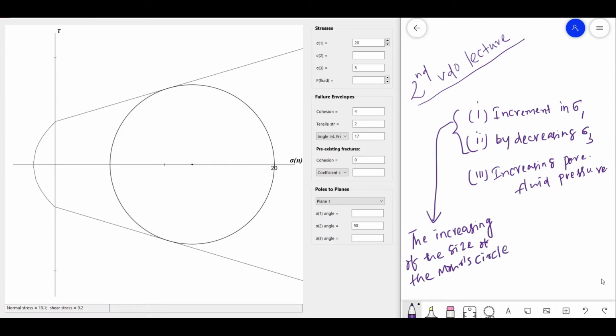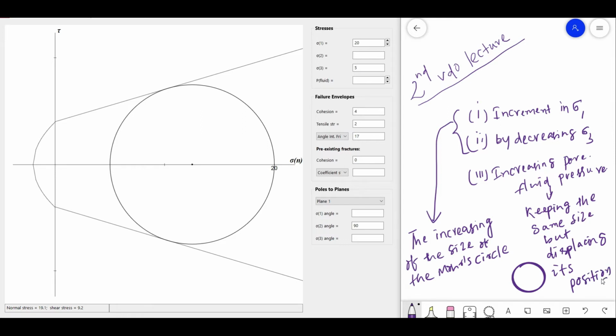It means we have a smaller circle, and to fracture we need to enlarge it. And the third one is actually keeping the same size but displacing its position.